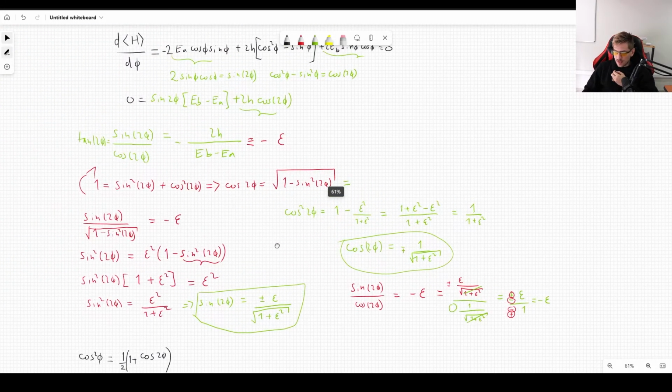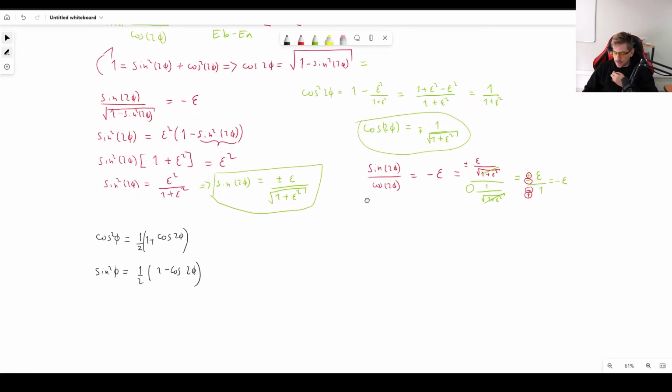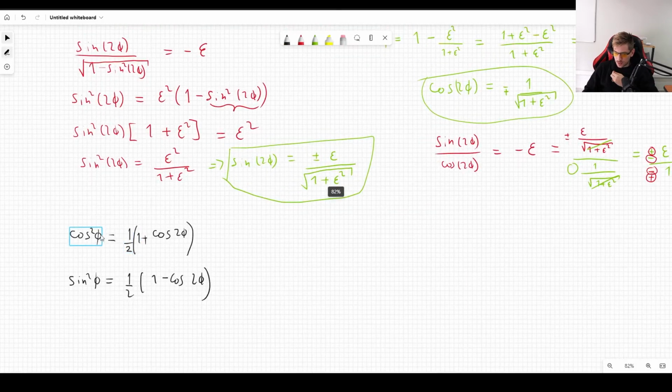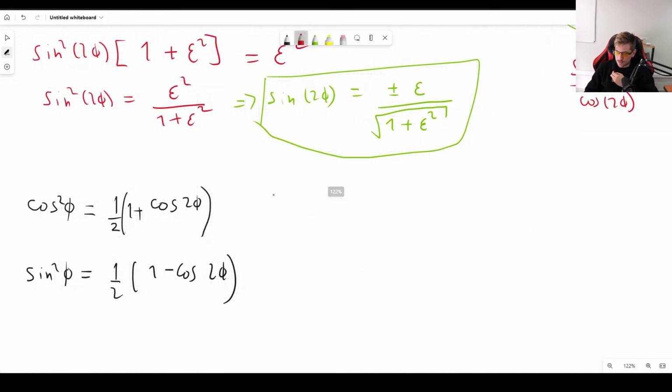Okay, so now we have every value that we need. We have sine of 2 phi, cosine of 2 phi. Now we only need to plug them in here. So we can find cosine squared and sine squared and plug them into our Hamiltonian. So for cosine squared, this is 1/2 times 1 plus cosine of 2 phi. So that is minus or plus 1 over square root of 1 plus epsilon squared.